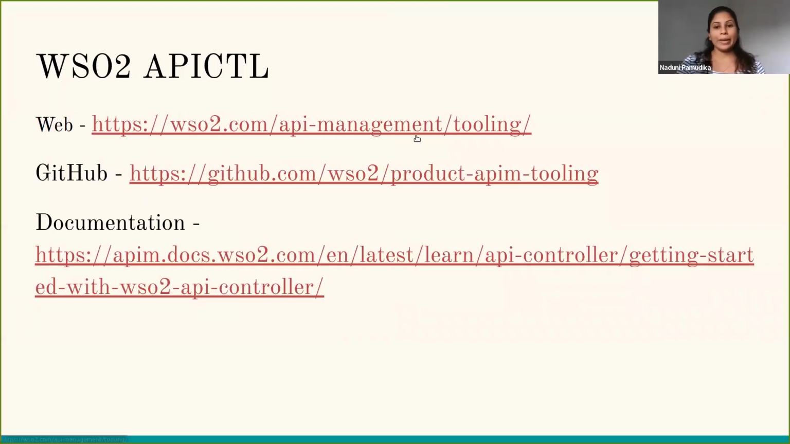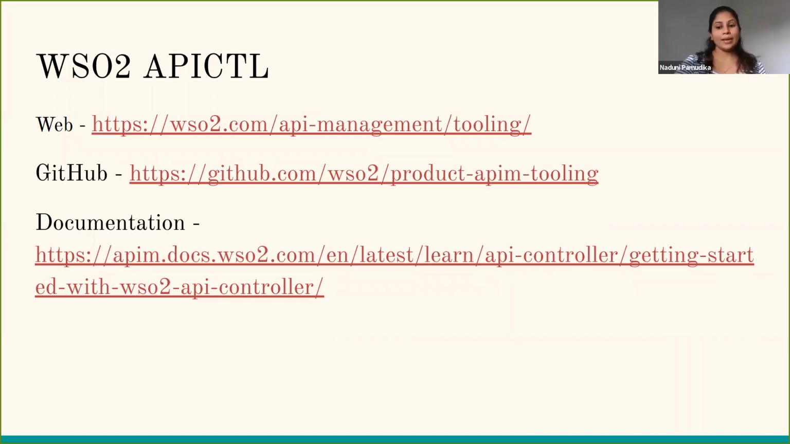So this is the web page where you can download APICTL, and this is the GitHub page for WSO2 API Manager Tooling repository. And there you can find how to get started with the tool, how to build it from scratch, starting from installing the Go language, and so on. Finally, this is the official documentation for APICTL, and there you can find almost everything, the configurations, architectural overviews, and all. Let's start from why you need to use it.